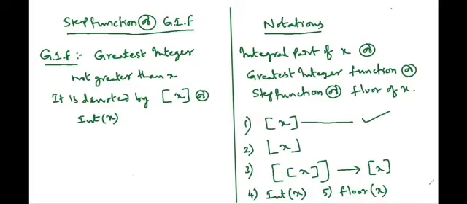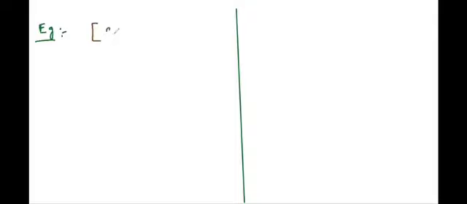Now look at this. Let's see some examples. Some students are struggling with this step function and its properties. So look at the example here. Your problem is to find step of 2.789. Here, if you see the step x definition, it is the greatest integer not greater than x. What is your x value?